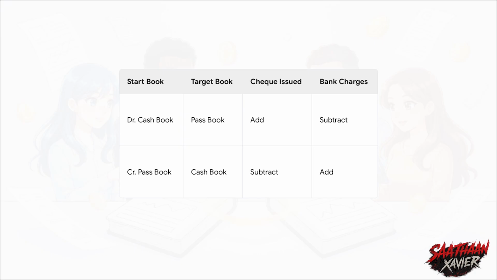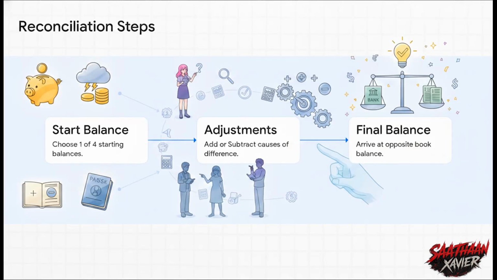Make sense, right? Conversely, what about bank charges? The target passbook has already subtracted them. You haven't done that yet. So what do you do? You subtract them to match the target. It really is that simple. On an exam, they're going to give you one of 4 starting balances.